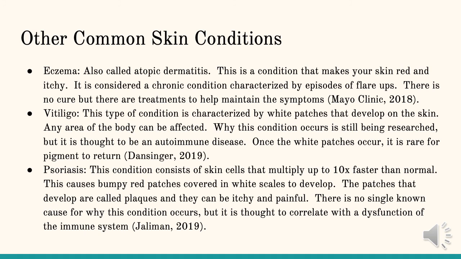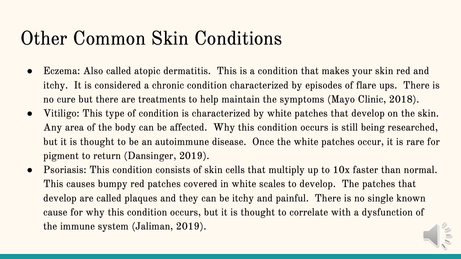Vitiligo is a condition that's characterized by white patches that develop on the skin. Any area of the body can be affected. Those with darker toned skin have this condition stand out more because the patches are white. Why this condition occurs is still being researched, but it's thought to be an autoimmune disease. Once the white patches occur, it is rare for pigment to return.